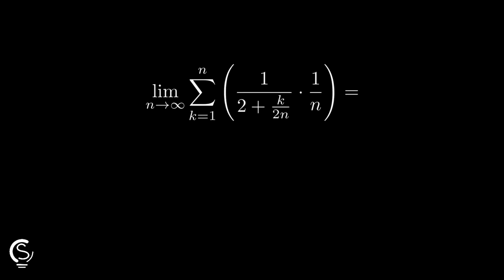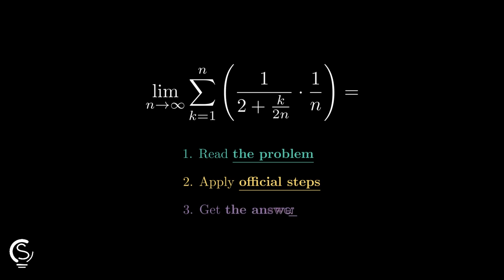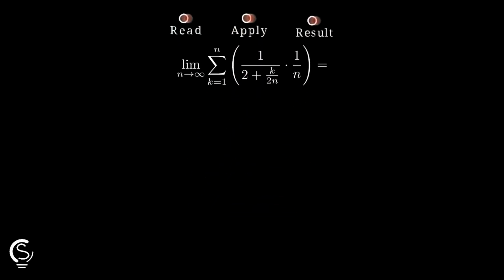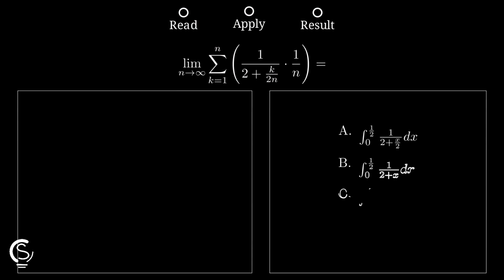Let's level up. Limits of Riemann sums can look scary, but we can solve this quickly by converting the summation into a definite integral. Let's go through it. First, identify the structure of the sum where k over n represents our variable x. The term 1 over n acts as our differential dx for the interval from 0 to 1.